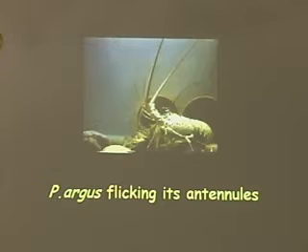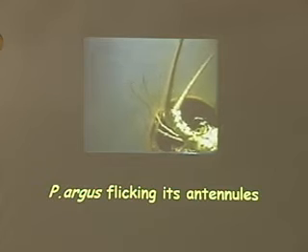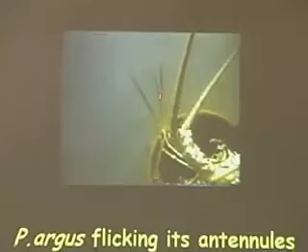So let me show you what a spiny lobster does with its antennules. You see there are two branches to the antennules, and the hairs are only on this branch. And you can see this is the only branch that's flicking. So the animal will move its antennule somewhere and then go flick, flick, flick, and move its antennule and go flick, flick, flick.